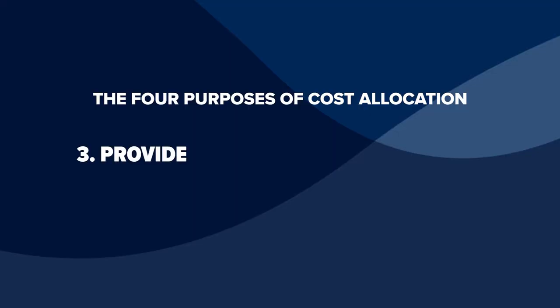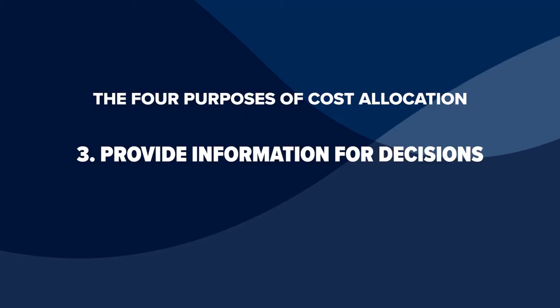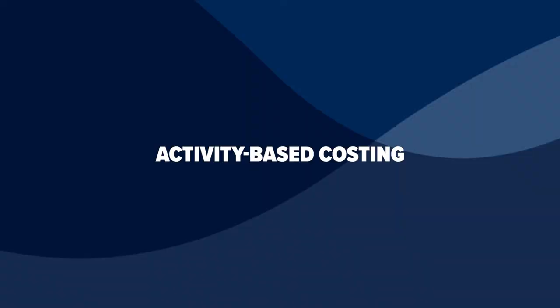Number three, to provide information for decisions. Cost allocation gives business owners and managers the information they need to make financial and economic decisions. A company might use GAAP for its financial reporting, but GAAP isn't always helpful for internal decision making. That's why many businesses use activity-based costing in addition to the cost allocation used for financial reporting.